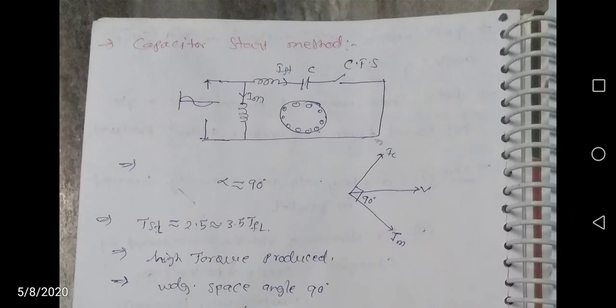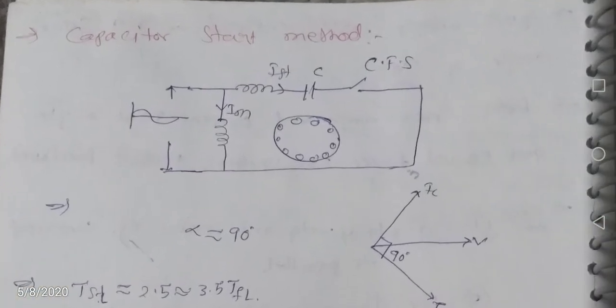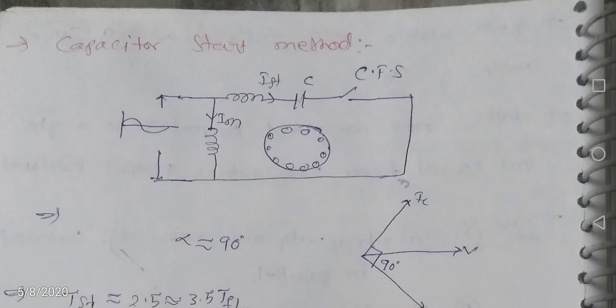So the next one is the capacitor start method. There is a small disadvantage in the resistance start method. In the resistance start method, the current time angle is not equal to the space angle. Here the space angle is 90 degrees, but the time angle is not 90, it is nearly 30 degrees. Because of that, the winding space angle and current time angle are not the same. The machine produces a non-uniform torque in the resistance start method.